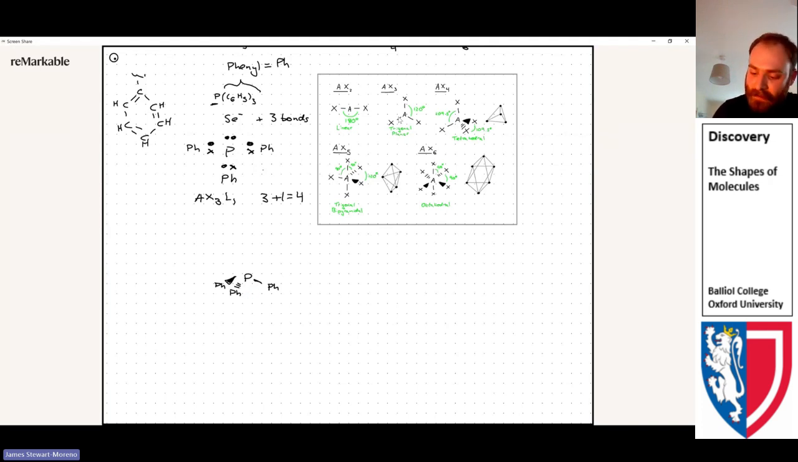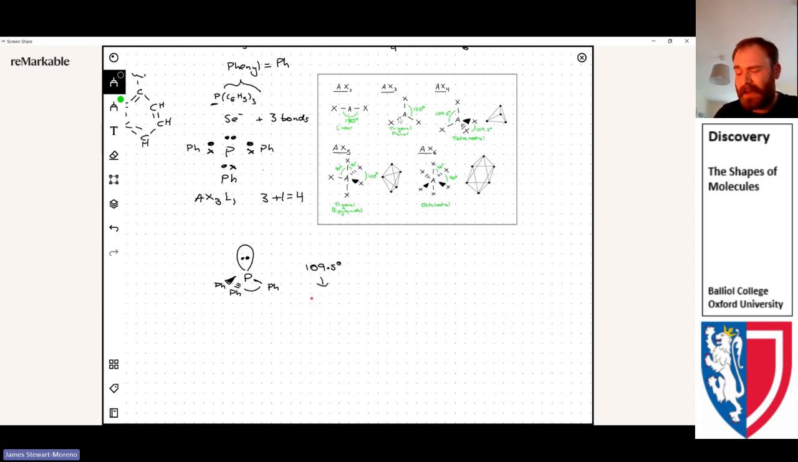Now, normally in the AX4 system, we'd have another bond up here, but this is where we have our lone pair. So which we can normally draw, rather than being in a bond, we just draw a sort of balloon around it like that. And so these angles would normally be 109.5 because it's in a sort of tetrahedral AX4 type system, but they actually get a bit reduced down. So they tend to be, for triphenylphosphine, I believe about 105 degrees because of the effect of this lone pair. Does that make sense for people?